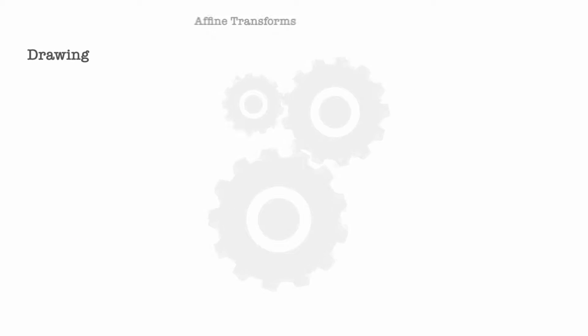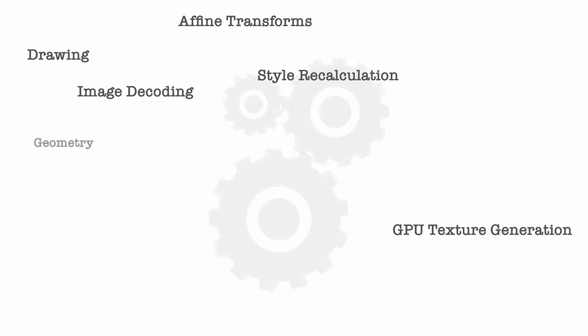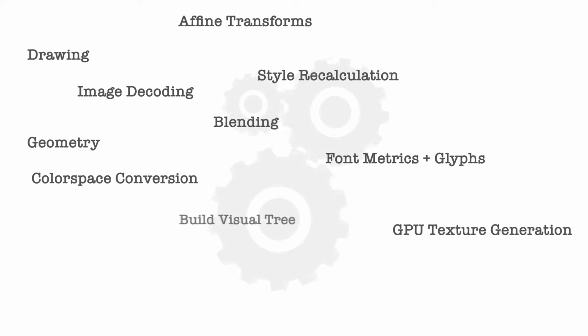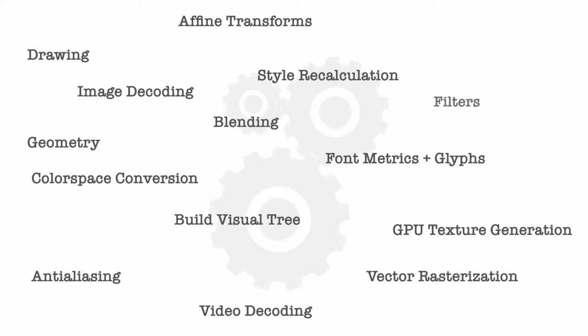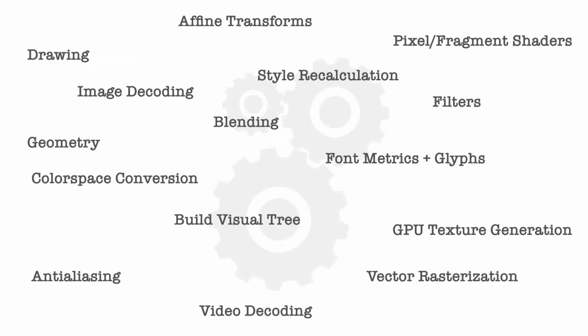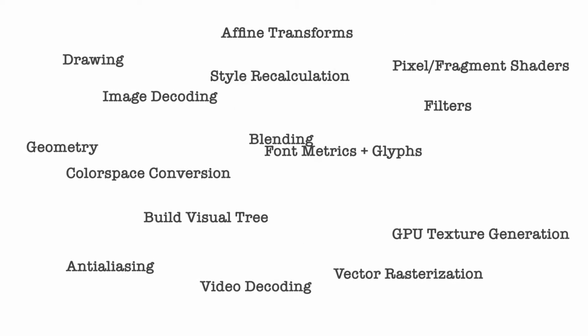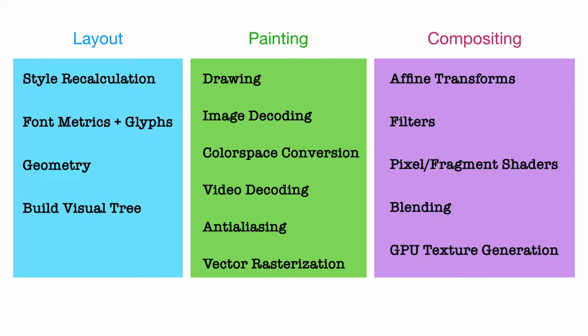Now, there are lots of activities that happen inside the display pipeline, and they all come together to ultimately generate a bitmap that the user interacts with. To make it easy to digest what's going on over here, we can segregate all of these activities into three distinct stages: layout, painting, and compositing.